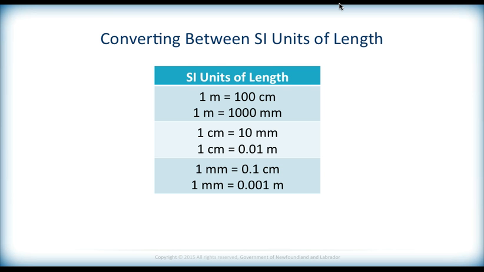First off, let's examine how to convert between SI units of length. These may look familiar and have been a unit of study in previous grades. So if you have to convert between SI units, this is what you would look at as a reference table. 1 meter equals 100 centimeters. 1 meter equals 1,000 millimeters. 1 centimeter equals 10 millimeters. 1 centimeter equals 0.01 of a meter. 1 millimeter equals 0.1 of a centimeter. And 1 millimeter equals 0.001 of a meter.